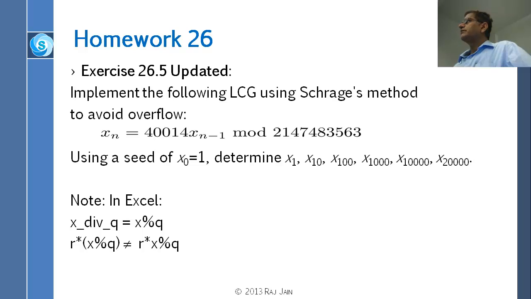What is it saying? It's saying that R times X divided by Q is not equal to R times X by Q, because this multiplication will be done first. So basically you have to put the parentheses at the right places if you want to do whatever you want to do.